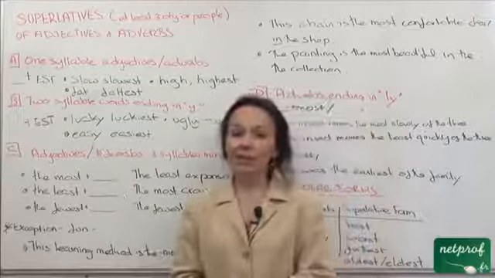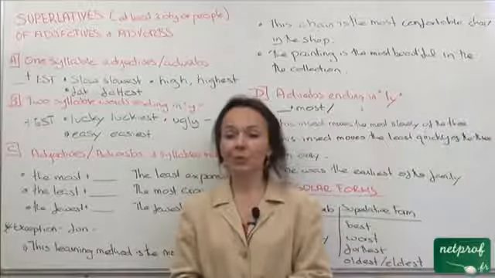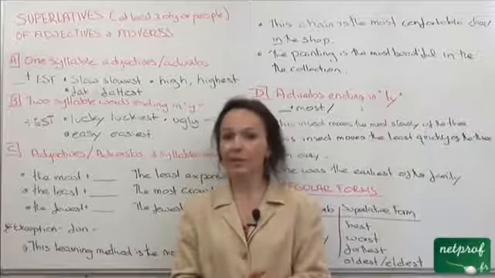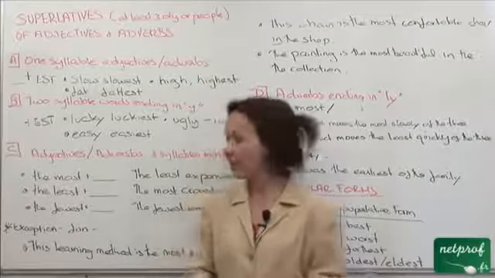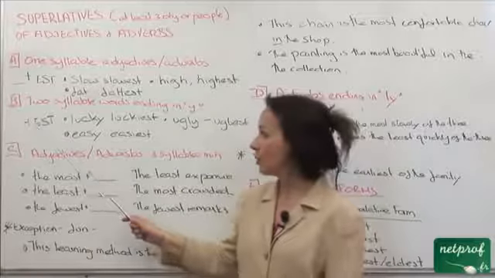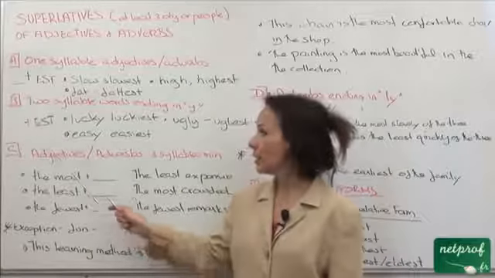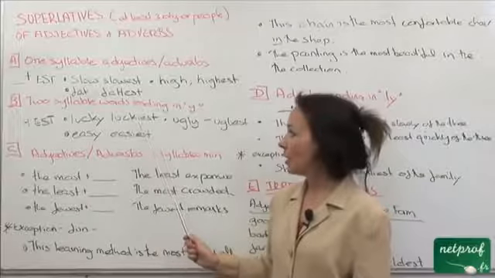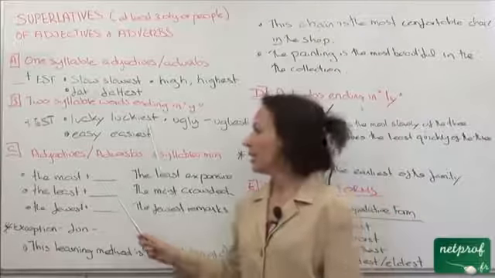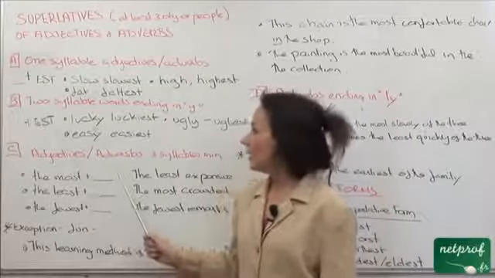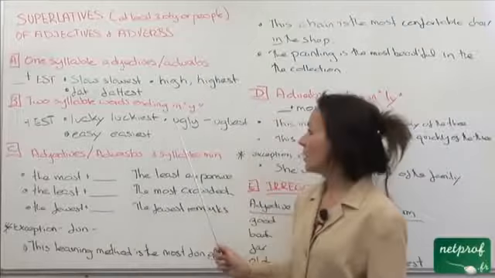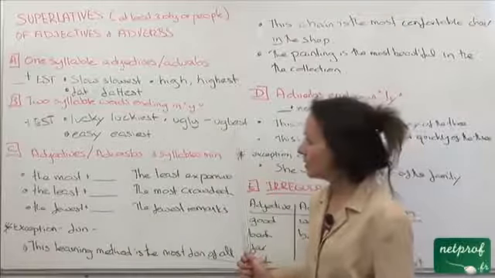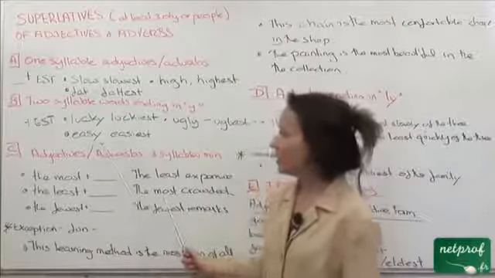Now we're going to look at the case of adjectives and adverbs that are composed of two syllables and end in Y. It's also very simple. We take the word and we add EST, like in case 1, and the Y is transformed to I before adding the ending. Lucky, luckiest. Ugly, ugliest. Easy, easiest.